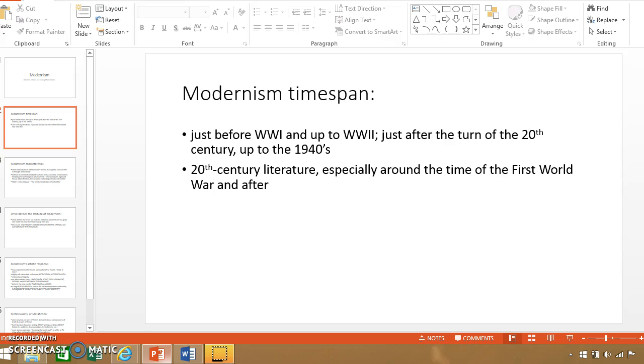Modernism time span just before World War I and up to World War II. Just after the turn of the 20th century up to the 1940s. Though many, of course, argue that we still are in the modern period. In general, it refers to 20th century literature, especially around the time of the First World War and after.